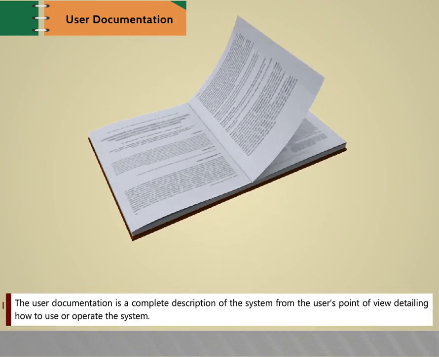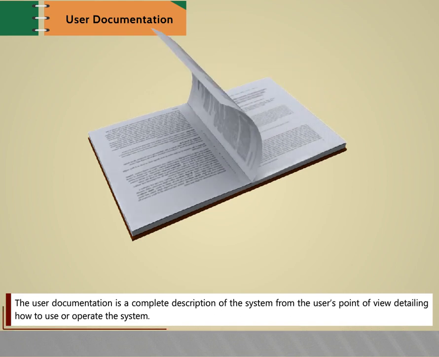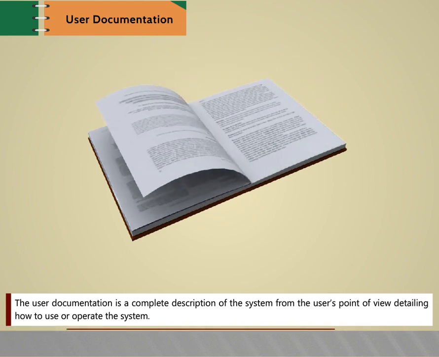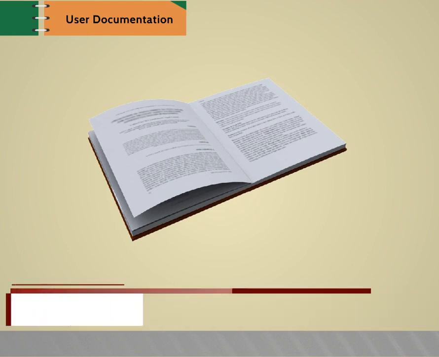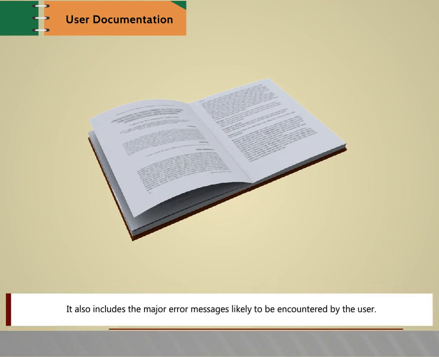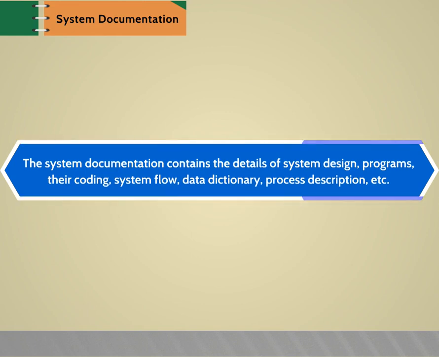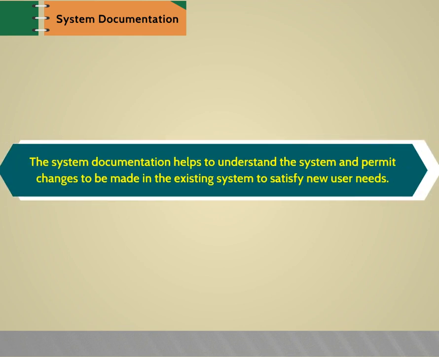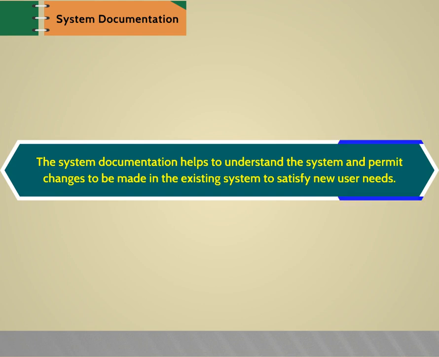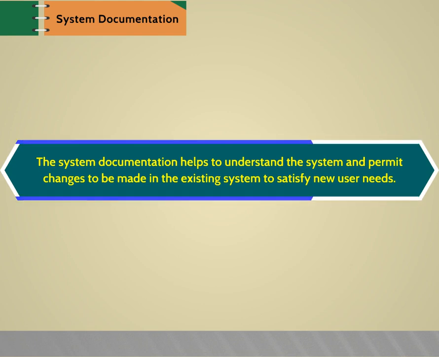The user documentation is a complete description of the system from the user's point of view, detailing how to use or operate a system. It also includes the major error messages likely to be encountered by the user. System documentation. The system documentation contains details of the system design, program, their coding, system flow, data dictionary, process description, etc. The system documentation helps to understand the system and permit changes to be made in the existing system to satisfy new user needs.